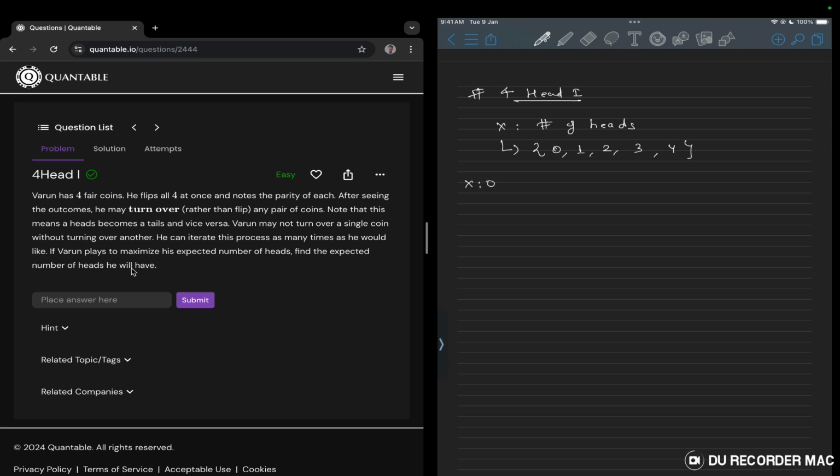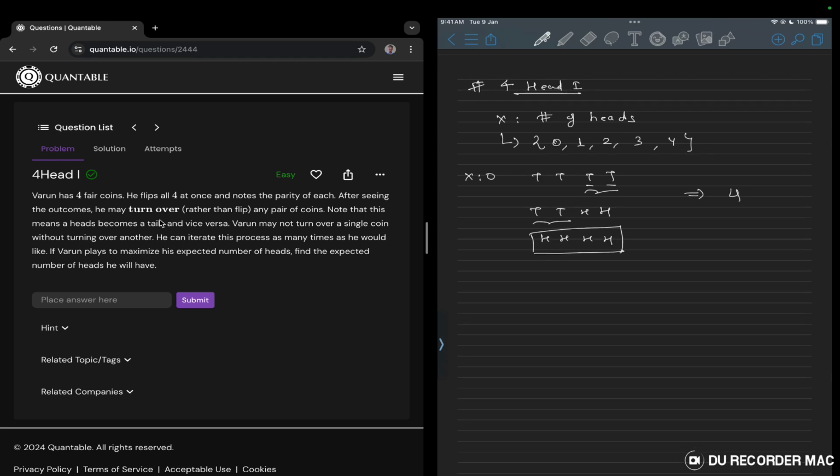In the event when he gets 0 heads, there are all 4 tails. Now it's given that Varun has the authority to turn over the coins. So I'll choose any two and turn them over, and I'll get 2 heads. It's also given that I can do it any number of times, so I'll again choose the other 2 and turn them. My total number of heads becomes 4. So when I played optimally, in the case of 0 heads, I was able to convert it into 4 heads.